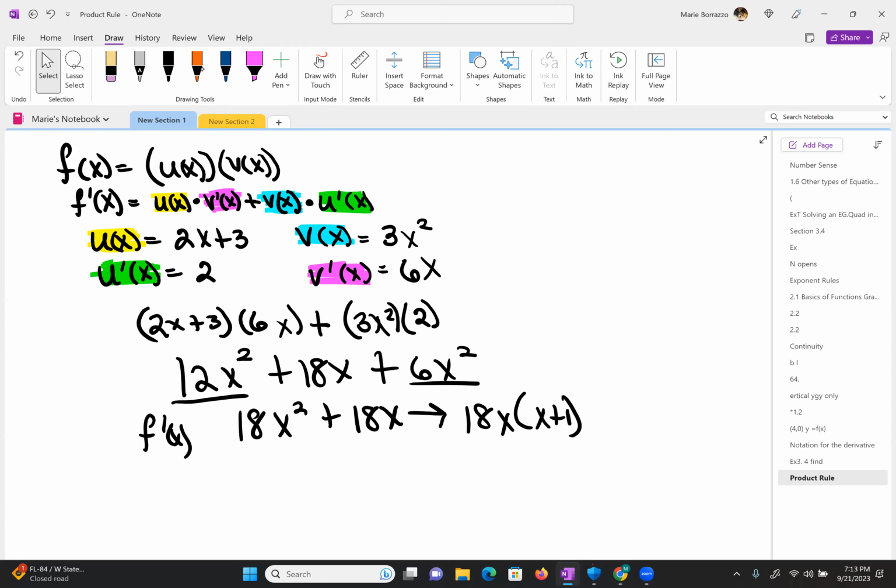All right, so product rule right here. Oh, wait, I got it. It made sense now. I got why it's 18x parentheses x plus 1. I just had a moment. We all have moments. Let me see if I can get you a product rule.